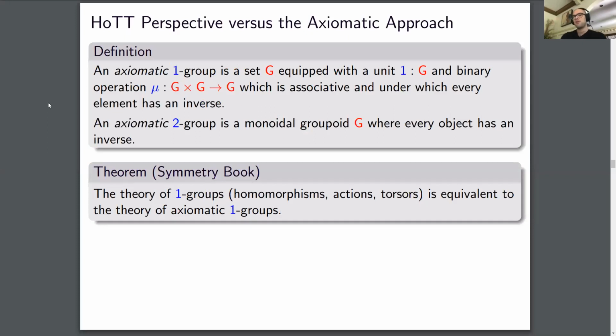So there's a big theorem, which is that the theory of one groups, which includes homomorphisms, actions, torsors, and so on, all expressed in the homotopy way, is equivalent to the theory of one groups all expressed in the normal axiomatic way. And I'm citing the symmetry book here because I think it appears there.